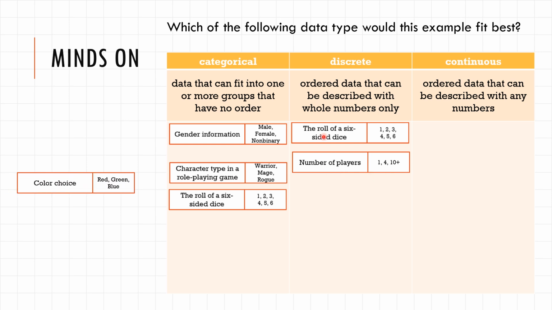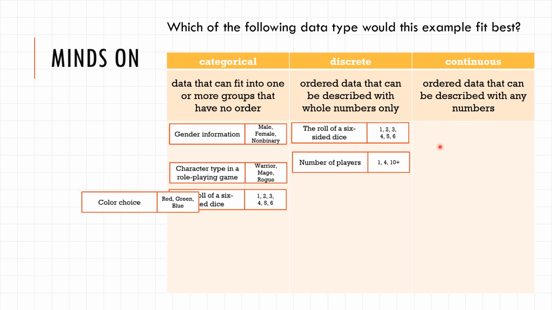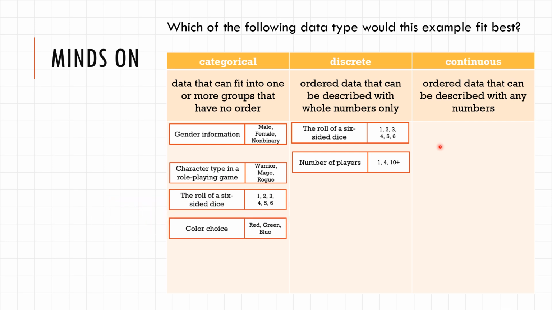Color choice, red, green, or blue. Which data type would this be? This would be an easy choice as well, categorical, because the data types are categories, not numbers. And there's no reason why green would be ahead of blue. It could even be behind blue, and red could be in any order as well.